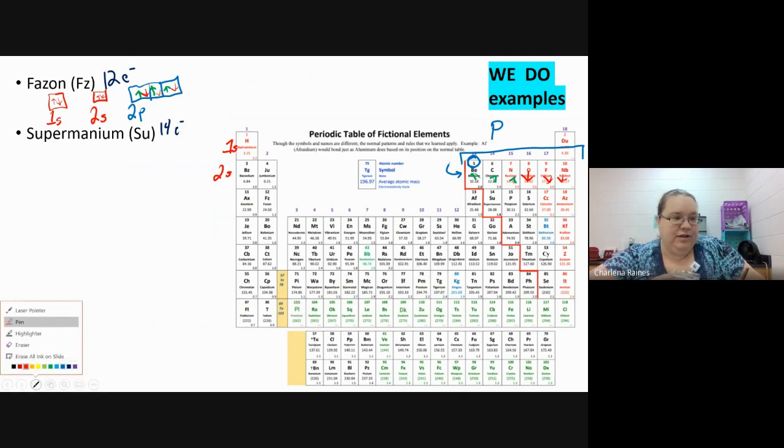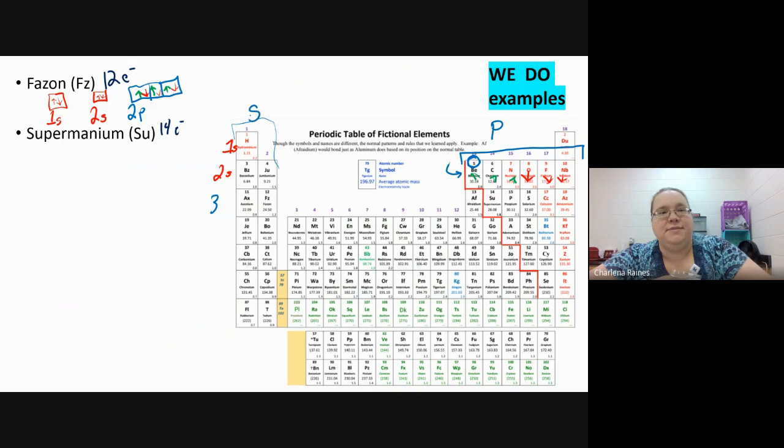So electron number 11 and element number 11 live in the same part of the cloud. Remember, first 2 columns is my S block. So I write 3S. Since it's an S, it only gets 1 box. I have 2 electrons, so I'm going to do my 2 arrows, but give them an opposite spin.